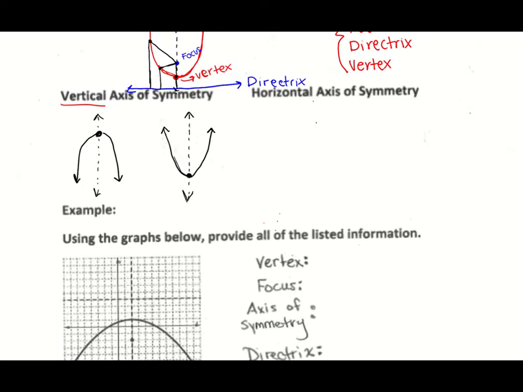Horizontal axis of symmetry, you can probably guess what that is going to look like. Again, we have two possibilities. We could have a parabola with our opening facing to the right, or we could have a horizontal axis of symmetry with the opening of our parabola facing to the left. So that's what we mean by horizontal axis of symmetry and vertical axis of symmetry. So let's look at an example of a parabola.